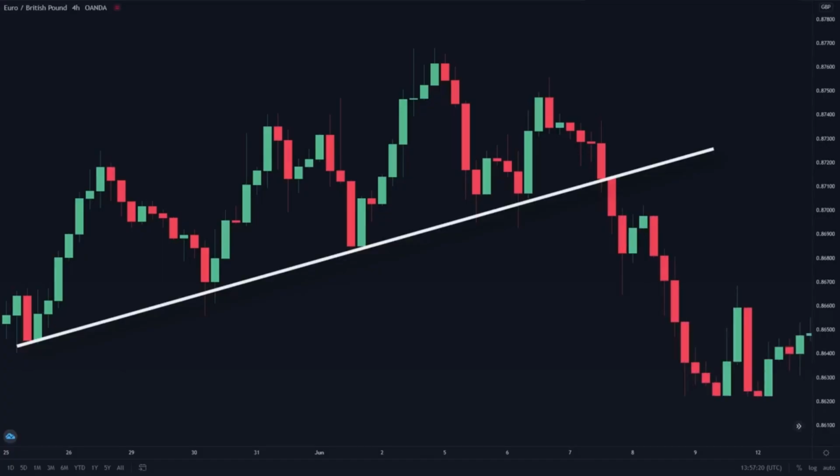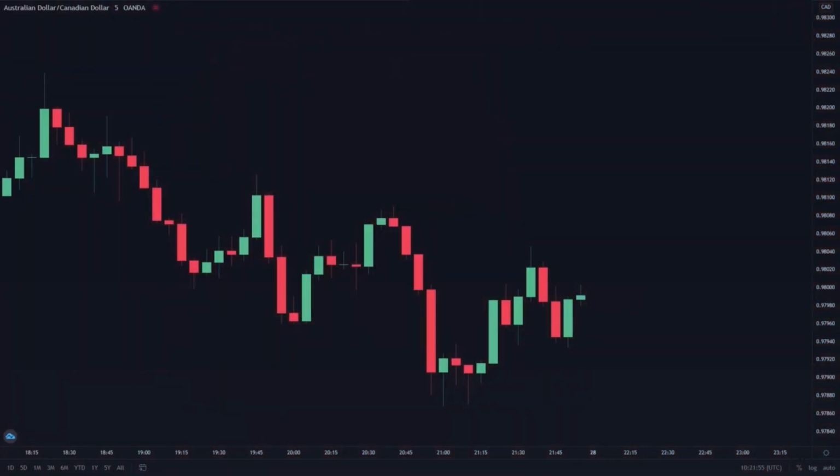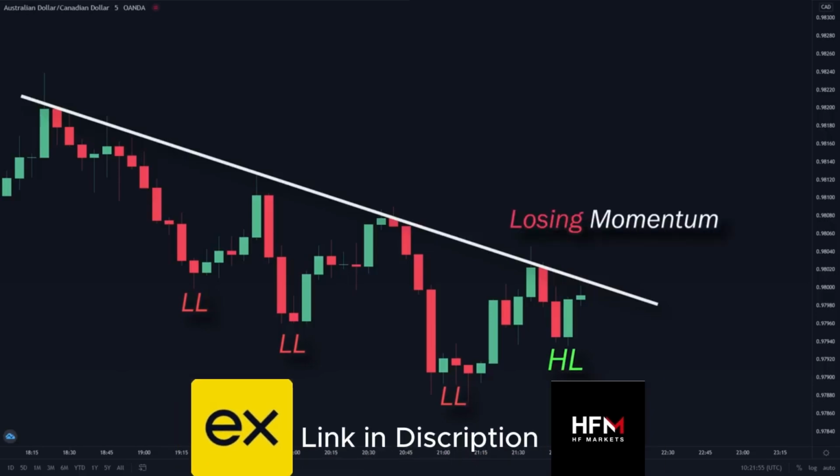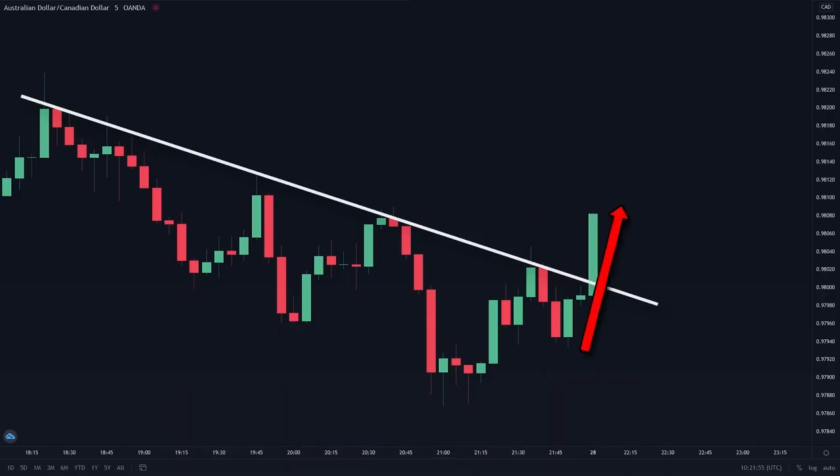Let's look at another example. Here, we spotted a downtrend, and so we place our trend line above it. Now, notice that the price was making lower lows before suddenly it made a higher low instead, indicating that a downward trend was losing momentum. Then, we saw the price broke out of the trend line, which again further confirms the trend change. And so this is a good opportunity to take a buy position.